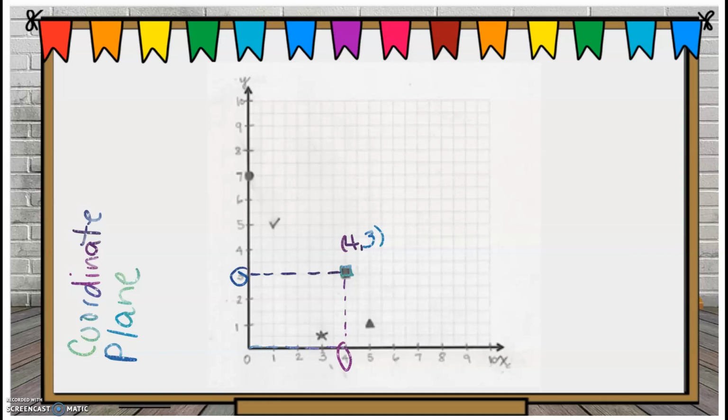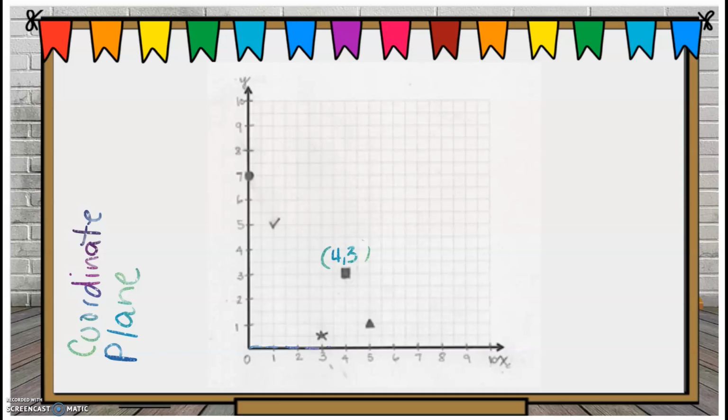So when we name the location, we always say the x-coordinate first, which is 4, and then the y-coordinate, which is 3. So the way we say it would just be 4, 3. So we're just going to say 4, 3 for that square. And I'm just going to write it a little bit closer.